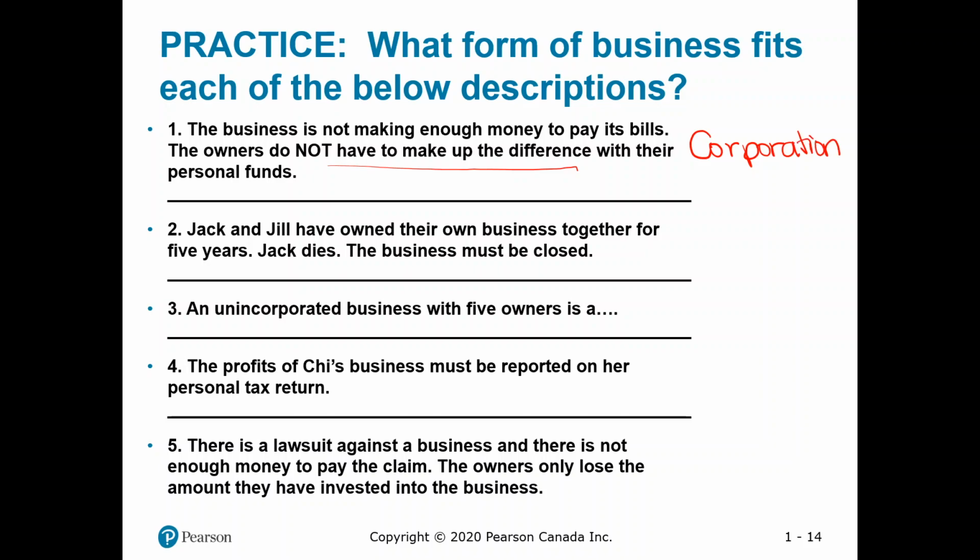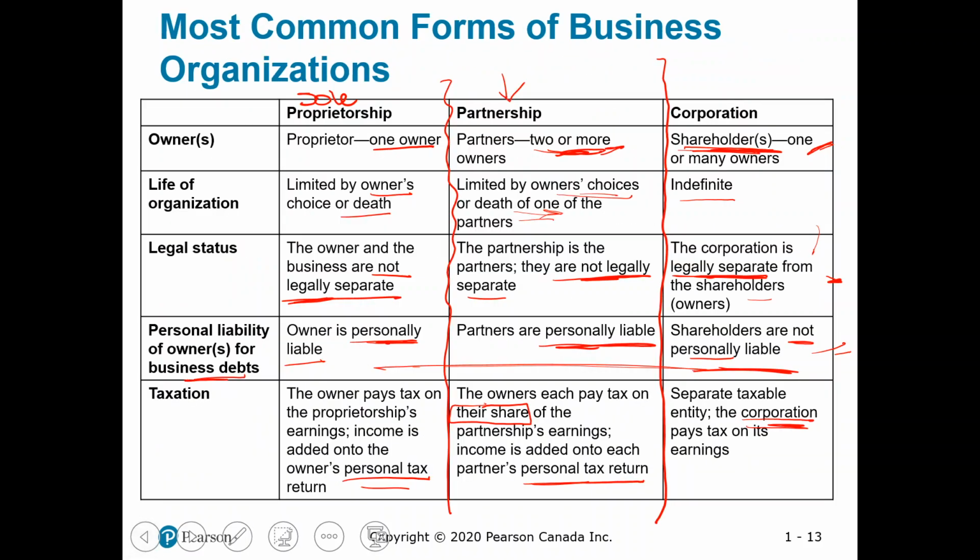Number 2, Jack and Jill have owned their business together for 5 years. Jack dies. The business must be closed. So again, there's 2 of them, so we know it's not a sole proprietorship. And when Jack dies, the business must be closed. Well, that is a partnership. If it were a corporation, which it is not, the legal life is not based on if someone passes away, it's indefinite. So this one is a partnership.